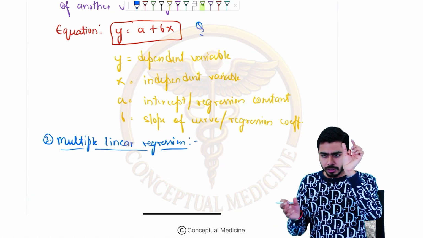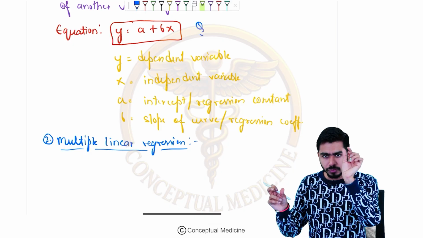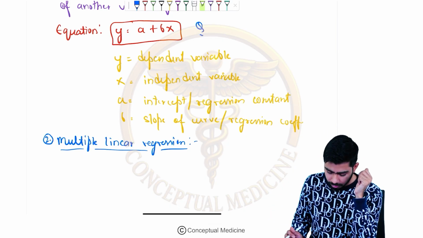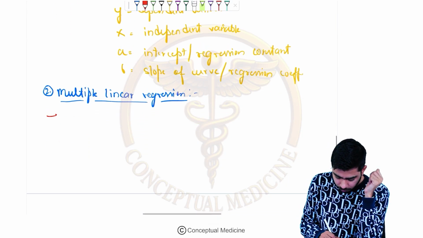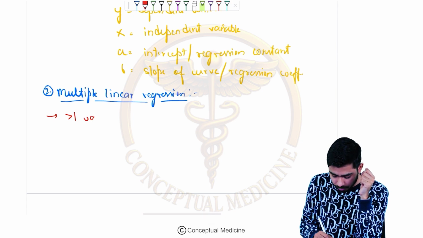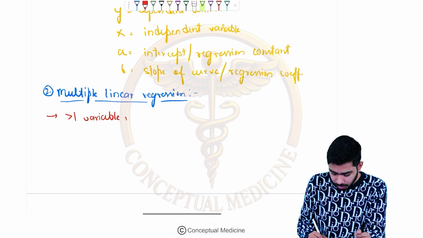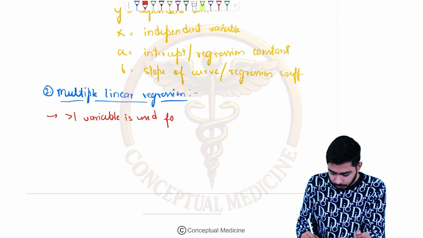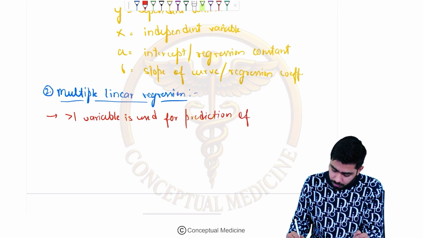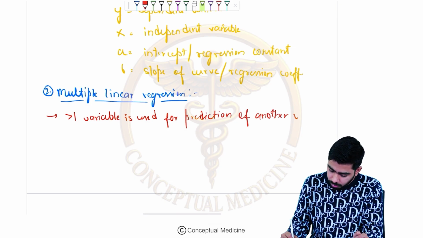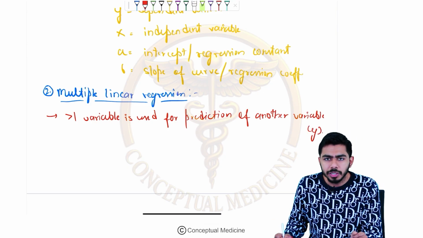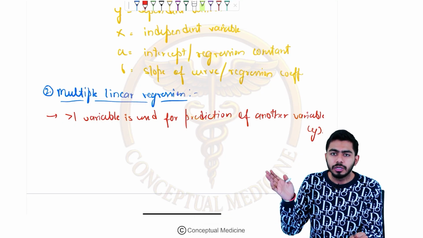If I am using different variables for the prediction of this variable, then it is the multiple linear regression. I hope that is making sense, that more than one variable is used for prediction of another variable, and let's say that another variable is y. I want to predict the value of y, but for that I am using different variables, right?